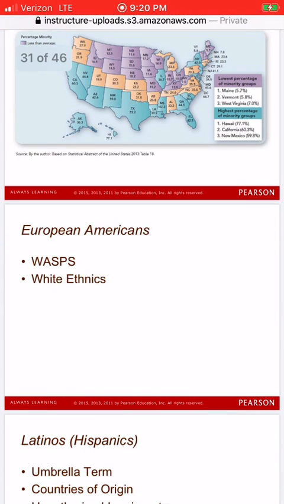All right, so let's start with European Americans. This is sort of an interesting topic. White ethnics are the descendants of immigrants from Eastern and Southern European nations, particularly Italy and Poland. So this may also include Greek, Irish, and Slavic peoples. The majority are blue-collar workers, sort of living in smaller communities.